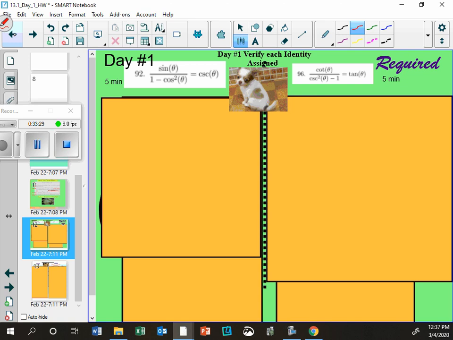So number 92, the first one. Do you see anything on there that seems like you could pull it out and replace it with something? 1 minus cosine. I'm going to write it, you do not have to do this, but I'm going to show people why this is okay. Because that equals 1. And I can say that 1 minus cosine is just me subtracting cosine from both sides. And look at that. Sine squared is 1 minus cosine squared. So I can replace this with sine squared.